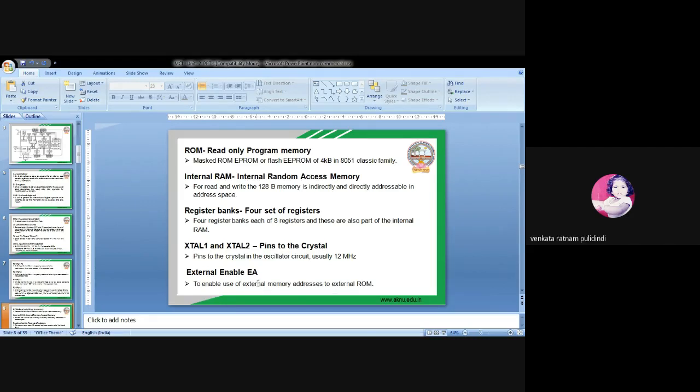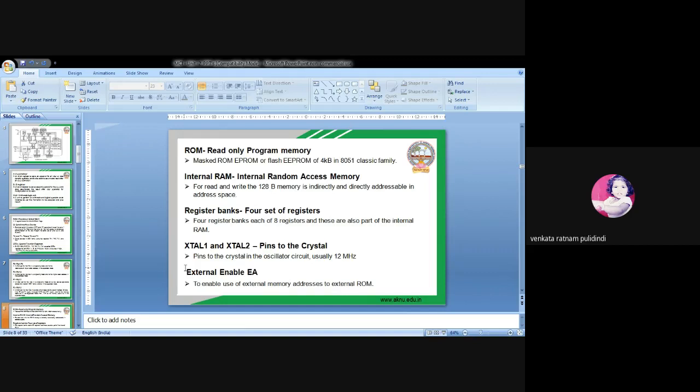To connect the external clock to the microcontroller, we use two lines, that is XTAL1 and XTAL2. So these pins are used for connecting the crystal oscillator to the microcontroller. Okay, next one is the external enable.